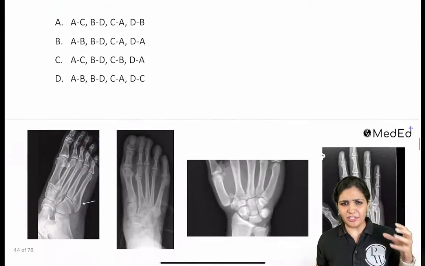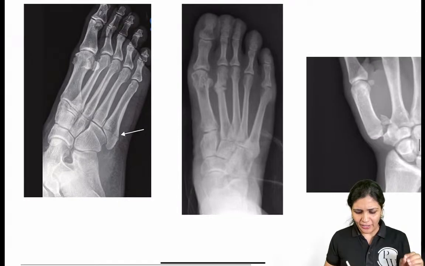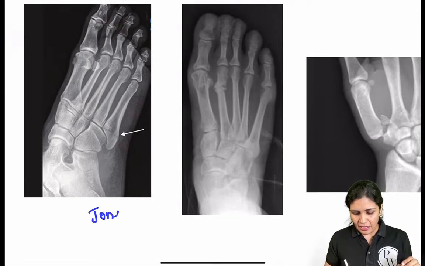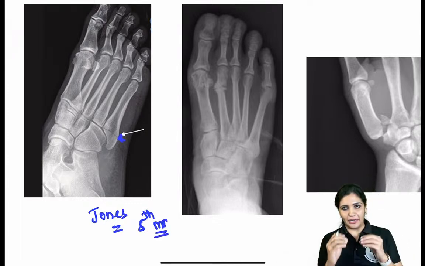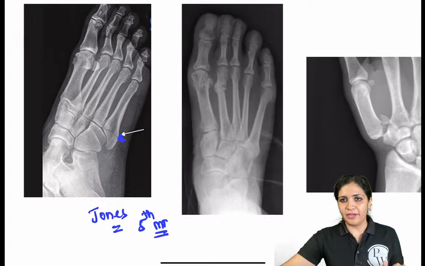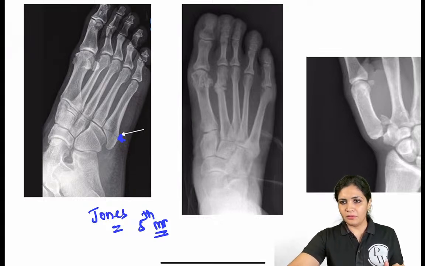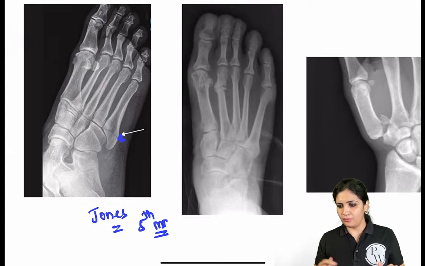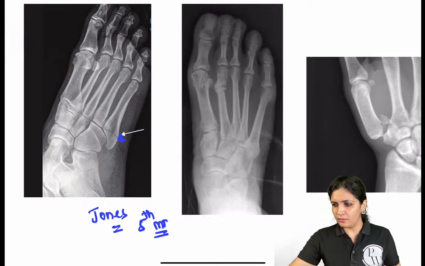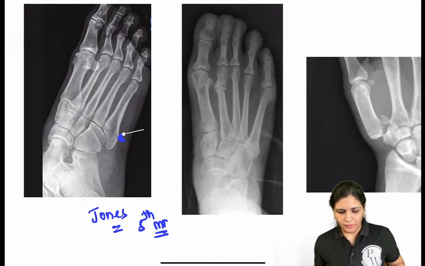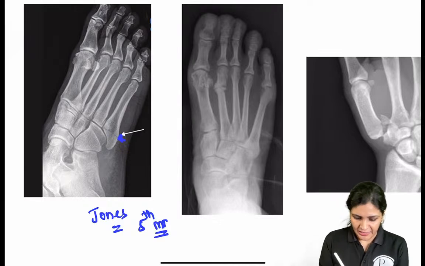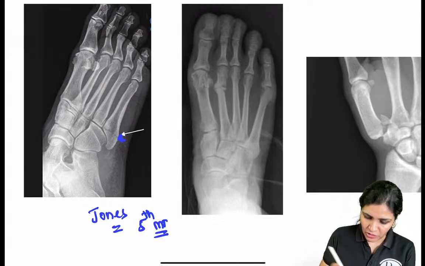So the easy one is the Jones fracture. The Jones fracture is seen in the fifth metatarsal. So here the base of the fifth metatarsal is nothing but your Jones fracture, right? So this is the area of the Jones fracture.